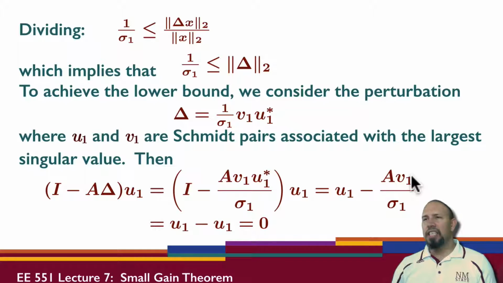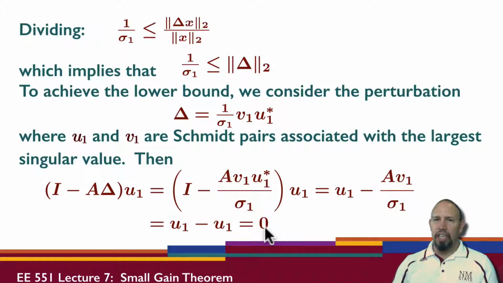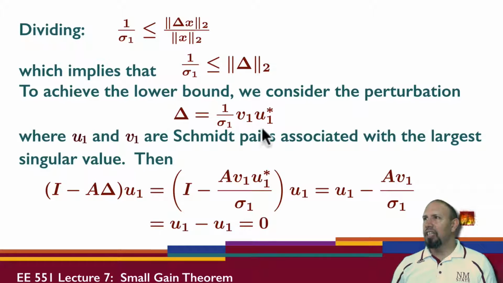Okay, but because of the Schmidt pair relationship, AV1 divided by sigma 1, we can show that that's equal to U1. So all of this is just equal to U1 minus U1, which is 0. And so again, we have found a delta that gives us that lower bound. So we have proven Theorem 5.2.